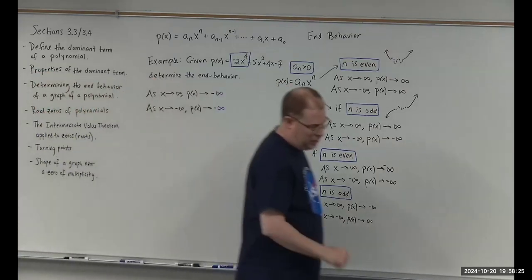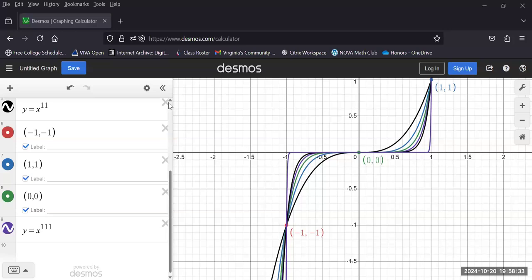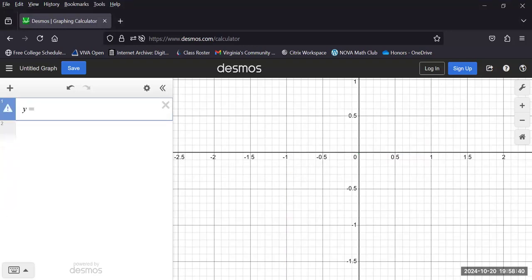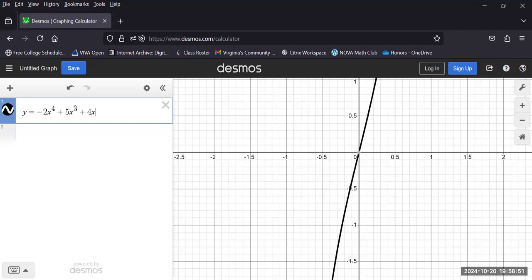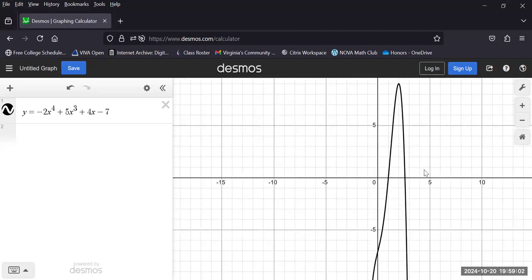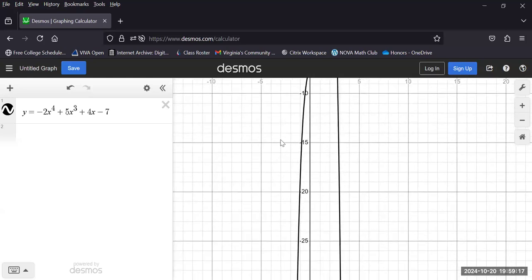Okay, so let me show you that. So I go ahead and type in the polynomial here. And that is minus 7. Okay. All right, so there is our polynomial. So you can see as x goes to positive infinity, the y values go to negative infinity. As x goes to negative infinity, the y values approach negative infinity.